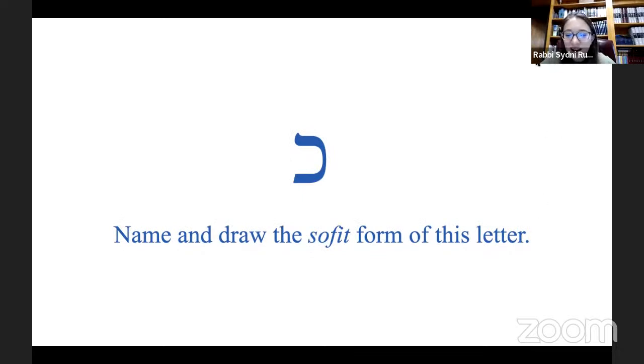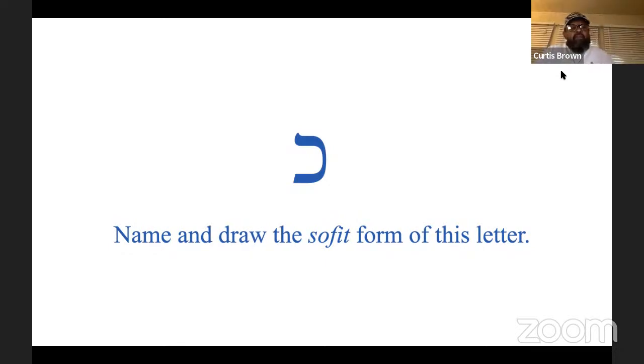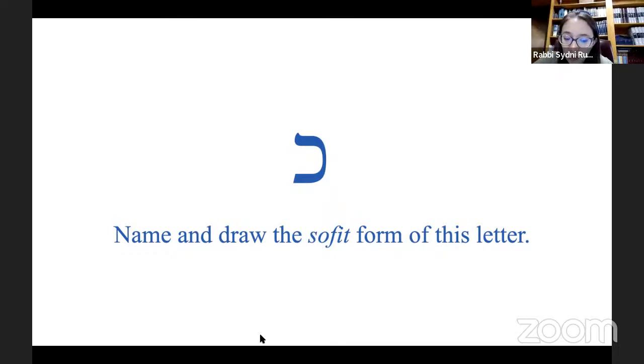All right. For Curtis, what is this? Oh, I didn't realize I had it backwards. What is this letter, and can you draw the Sofit form? That's a Chaf. Nice. And the Sofit form, I'm going to make an attempt to draw it. I have faith. I don't know if you can see this. I don't know where my camera is because I cannot see. There you go. So some people will draw it like that. What I prefer with the Sofit form is that it looks more like a Dalet. So like where you have that.